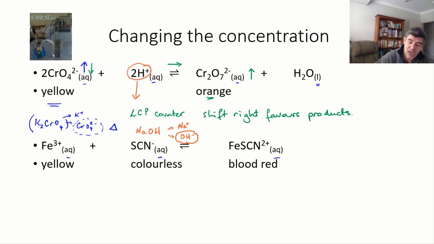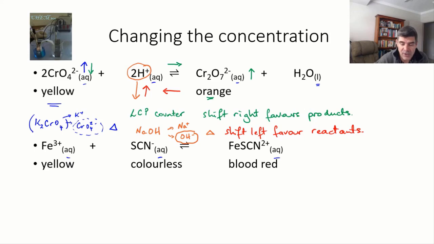So that again is our change. What we want to see is the counter to that change. So the counter to the change is wanting to increase the concentration of the hydrogen ions. In order to do that, we're going to have to shift this equilibrium to the left. So this one's going to shift left to favor the formation of the reactants. Our orange color is going to move more into the yellow range. This is what we do when we're looking at concentrations.